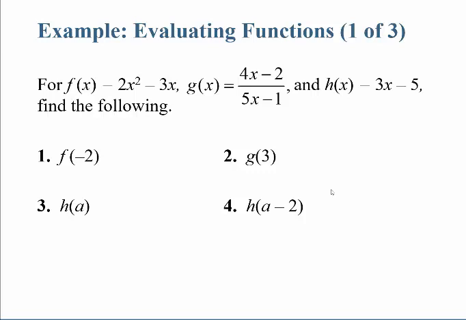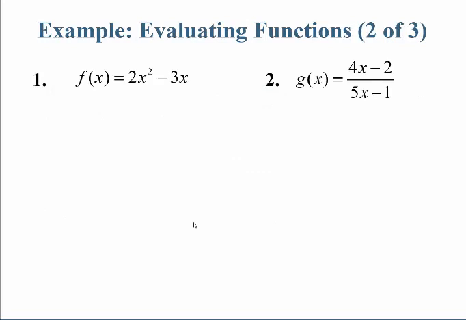All right, let's do some more real quick. So I've got these functions. f of x is equal to 2x squared minus 3x. g of x is equal to 4x minus 2 divided by 5x minus 1. Now notice how this function is called a different name, or a different letter. You do not always need to call functions f. That's the common notation for it, but you can call it anything. So here I'm just calling it g, and I've got another function, h of x, that's equal to 3x minus 5. So I want to find the following here. I want to find f of negative 2, g of 3, h of a, that's weird, and then h of a minus 2. So I'll talk about those two later.